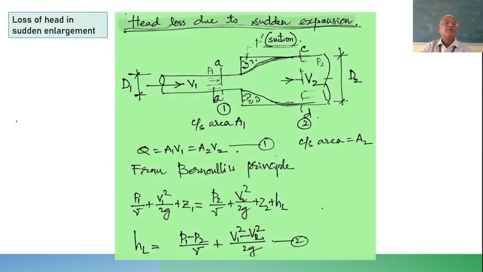Now it is loss of head in sudden enlargement. Till the last slide, those were the problems from pipes in parallel and pipes in series. Now this is head loss due to sudden expansion. A number of times this particular proof is asked in many question papers, so please study it in a proper way.